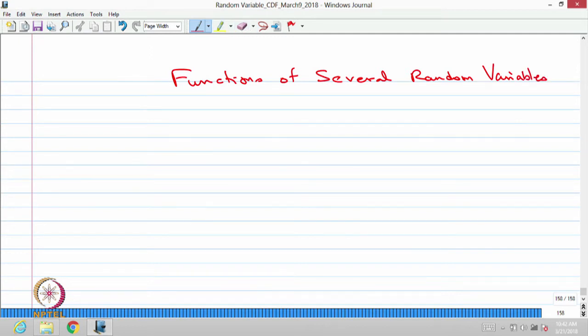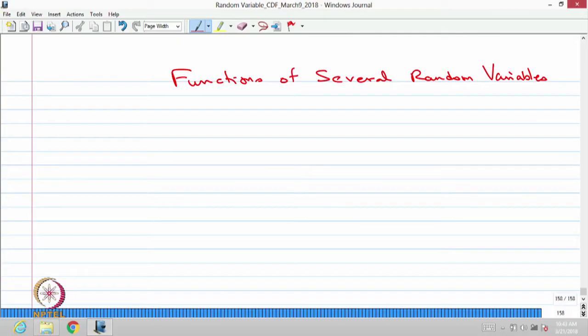In the last model, we discussed more than one random variable together that form a random vector, and we discussed the joint distribution of n-dimensional random variables. Now, in this model, we are going to discuss functions of random variables.